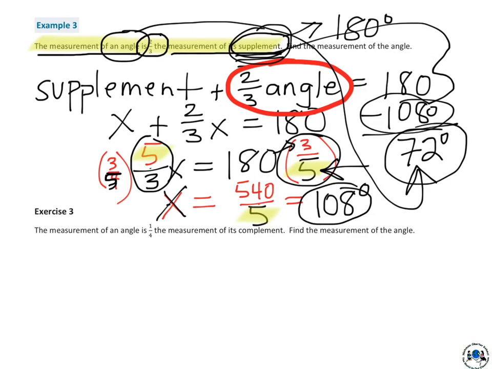All right, so off to the next one here. Let's give it a whirl. The measurement of an angle is 1/4 the measurement of its complement. Find the measurement of the angle. So just keep in mind what complement means, and go ahead and solve this on your own.